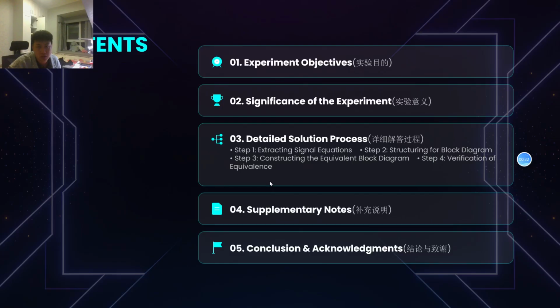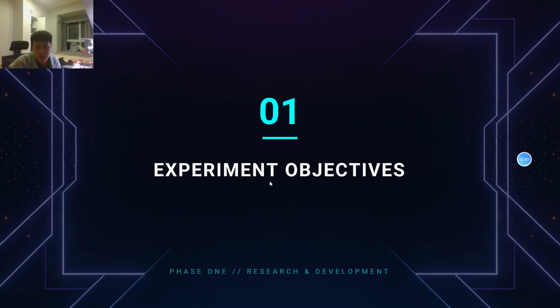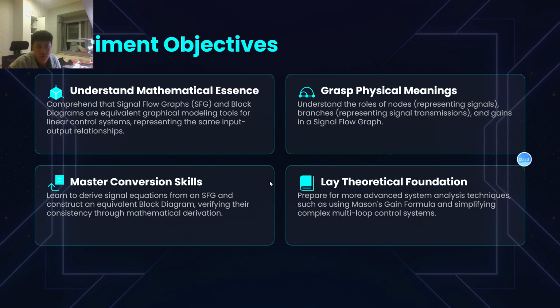The first one is experiment objective. The second one is significance of the experiment. The third one is detailed solution process. And the fourth is supplementary notes. And the fifth one is conclusion and acknowledgement. Okay, so let's begin. The experiment objective.